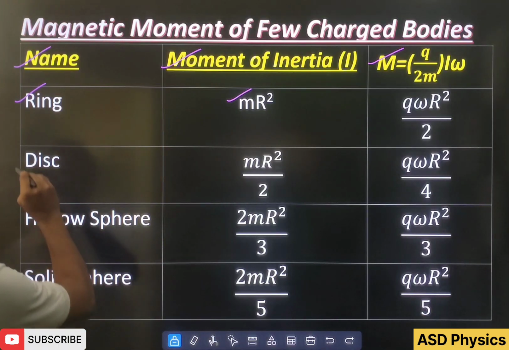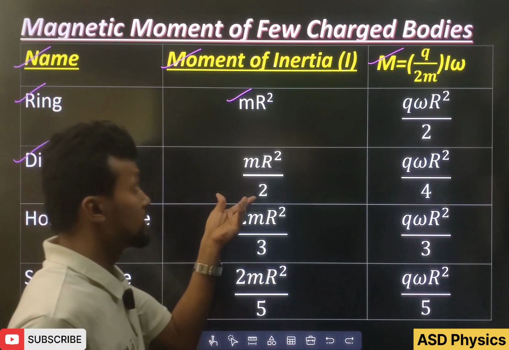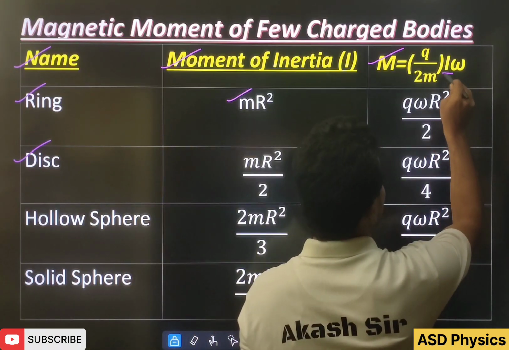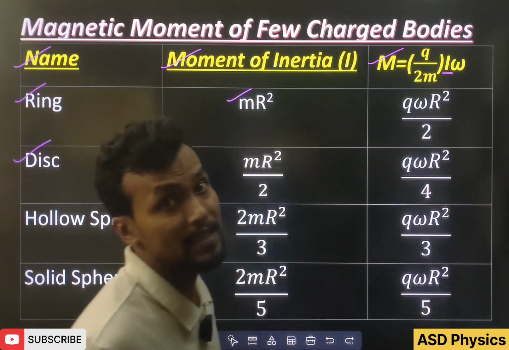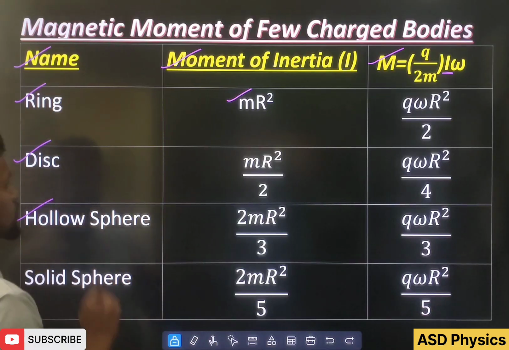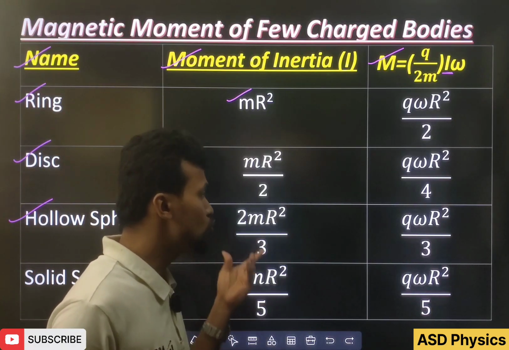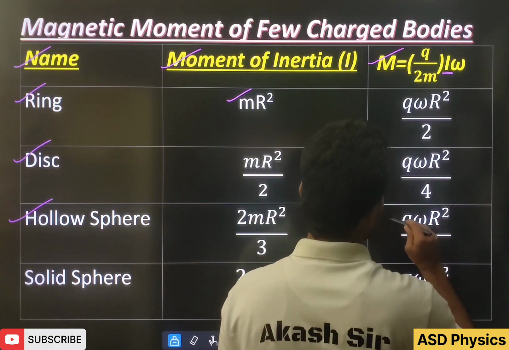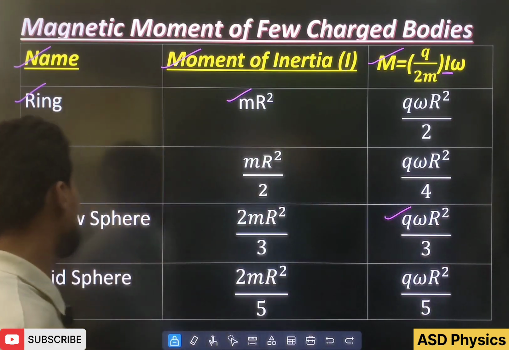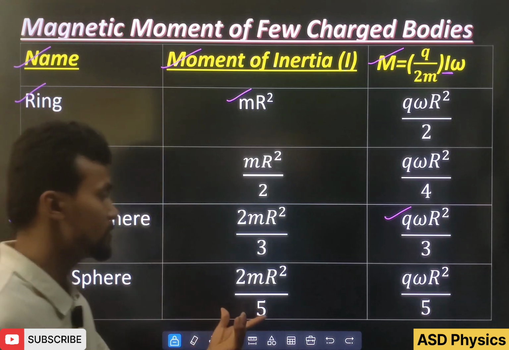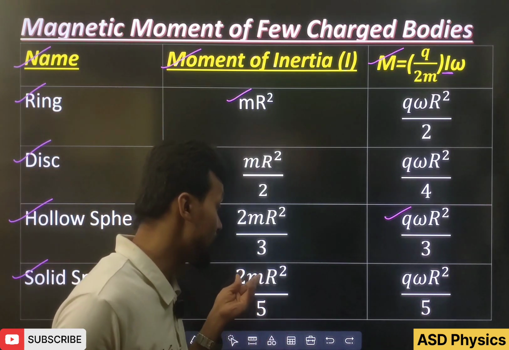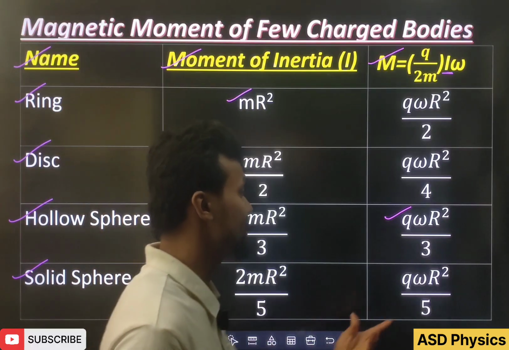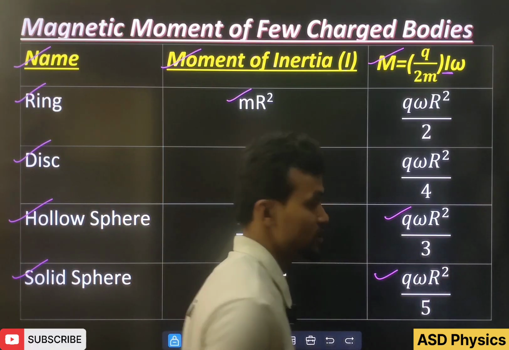Next, if we talk about the disk, similarly the moment of inertia formula is mr square by 2. Again you put it at this point for I, you will get the formula Q omega R square by 4, remember that. Hollow sphere means moment of inertia formula 2 by 3 mr square, which we used to remember, and again you put the value here, you will get Q omega R square by 3. For a solid sphere, what is the moment of inertia? 2 by 5 mr square. Small m is the mass, capital M is the magnetic moment, don't get confused. Then this will come Q omega R square by 5.